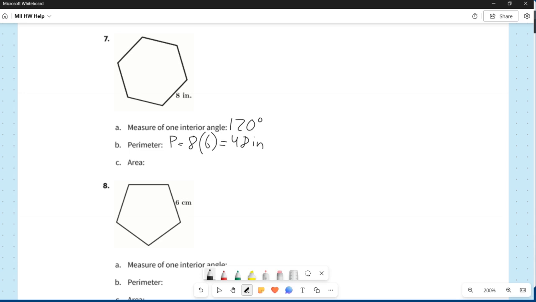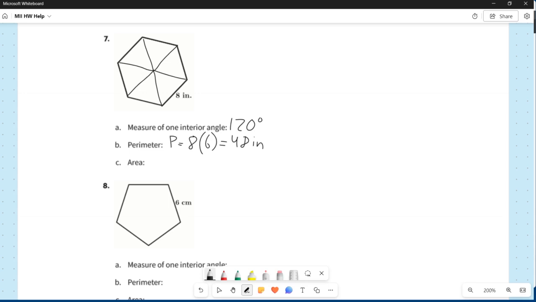The area is a little bit trickier, and again, the way that I'm going to look at the area may or may not be the way that it was covered in class. When I think of the area of a regular polygon, I always think of it in terms of dividing it up into triangles, except that we're going to do it in kind of a different way, in that we're going to start at the center and just go out to every single vertex.